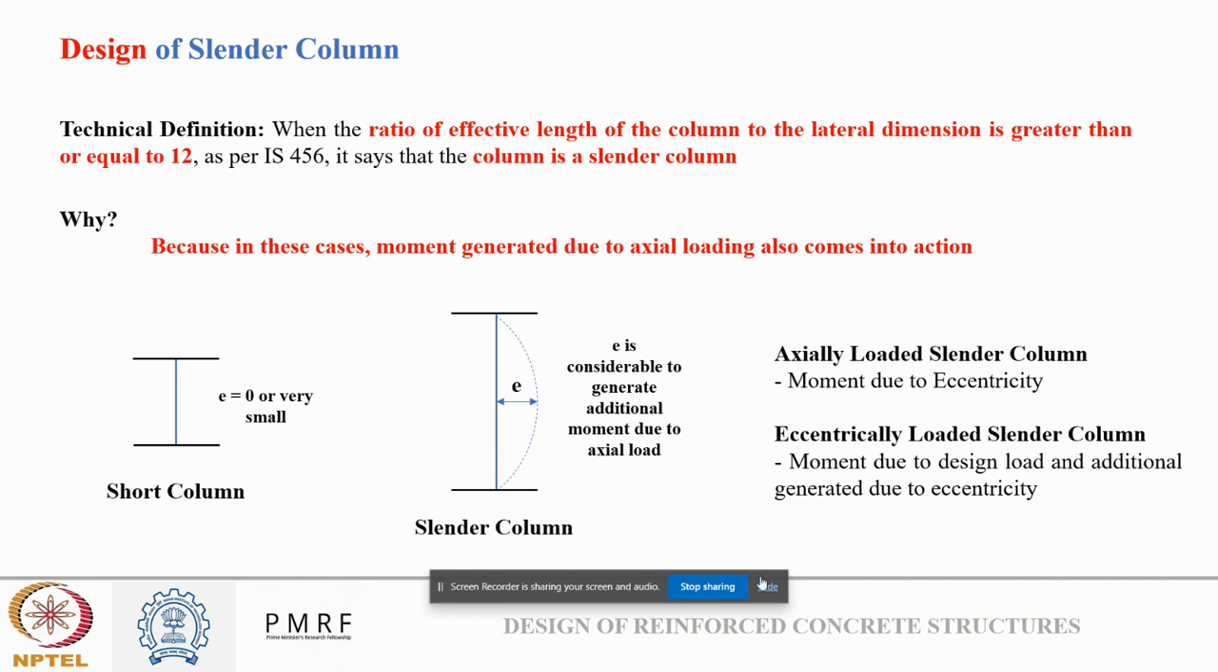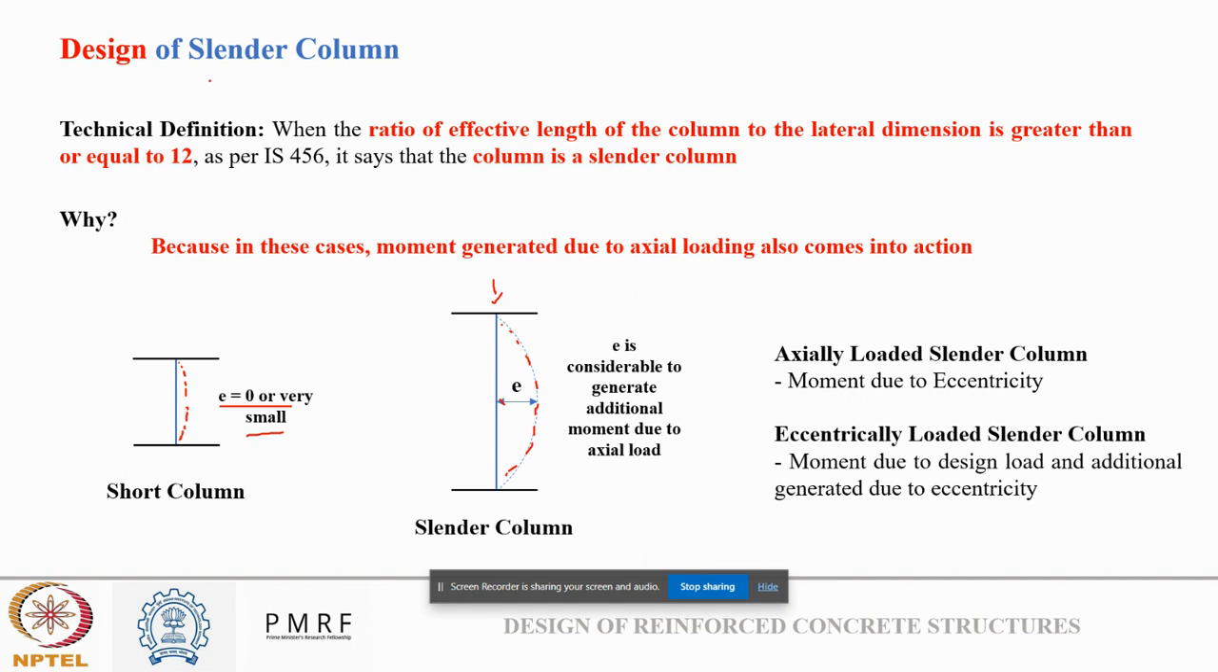So when there is a short column, what will happen? The bending that is there due to axial load will be very small, practically zero. So there is no additional moment that is happening due to internal eccentricity. But when there is a long column or slender column, what happens? The bending that is happening due to axial load leads to such an eccentricity which can itself generate an additional moment. So even if your load is centrally located, some moment can come due to that load also. So that's why we need to separately study slender column design.